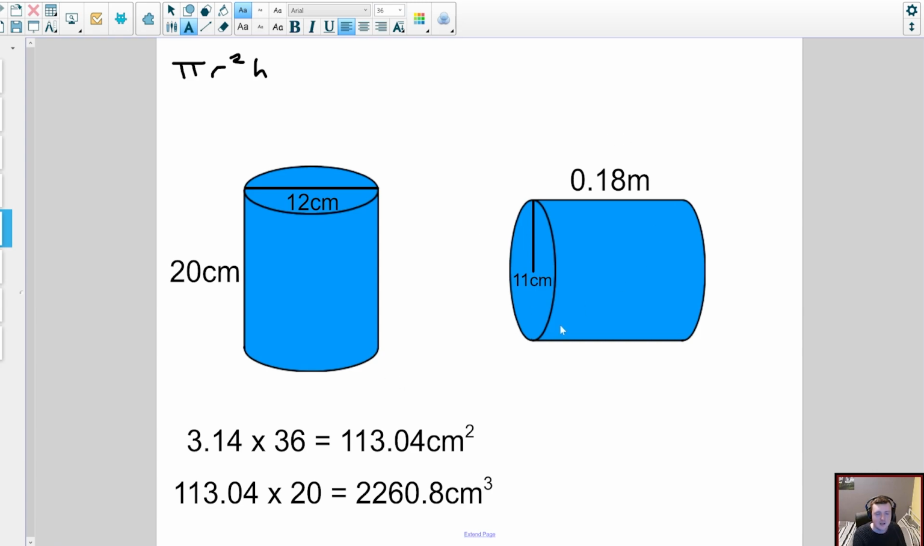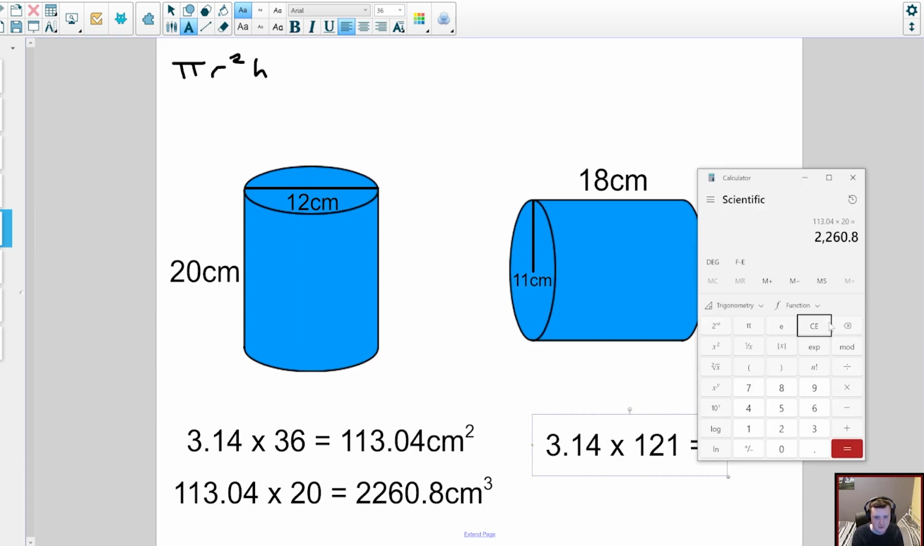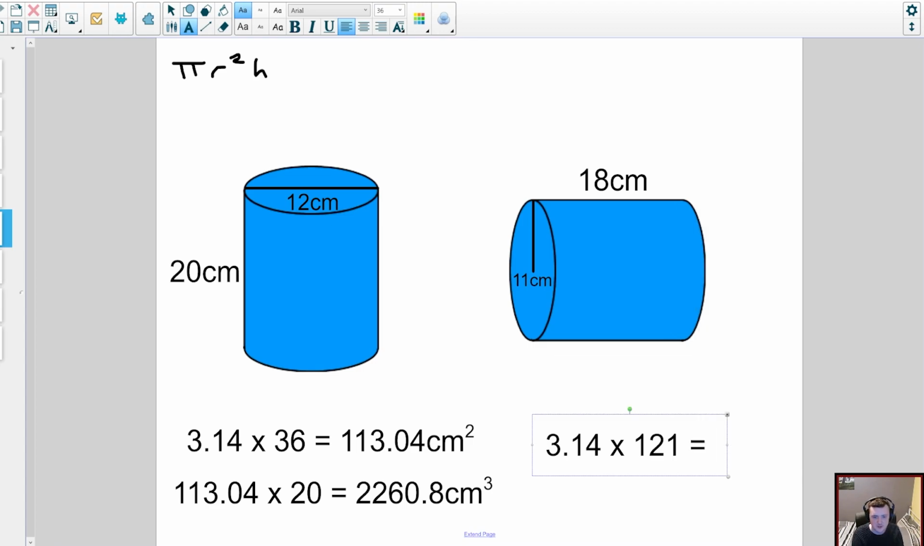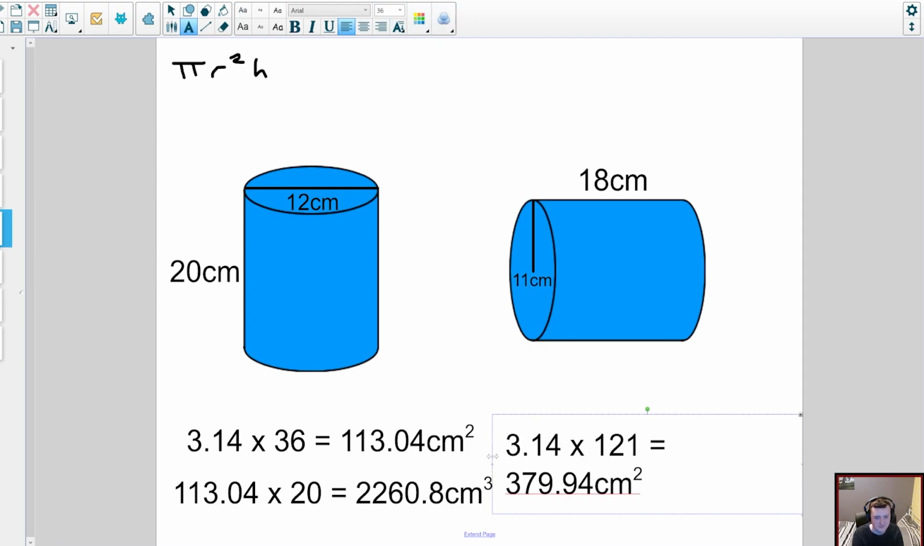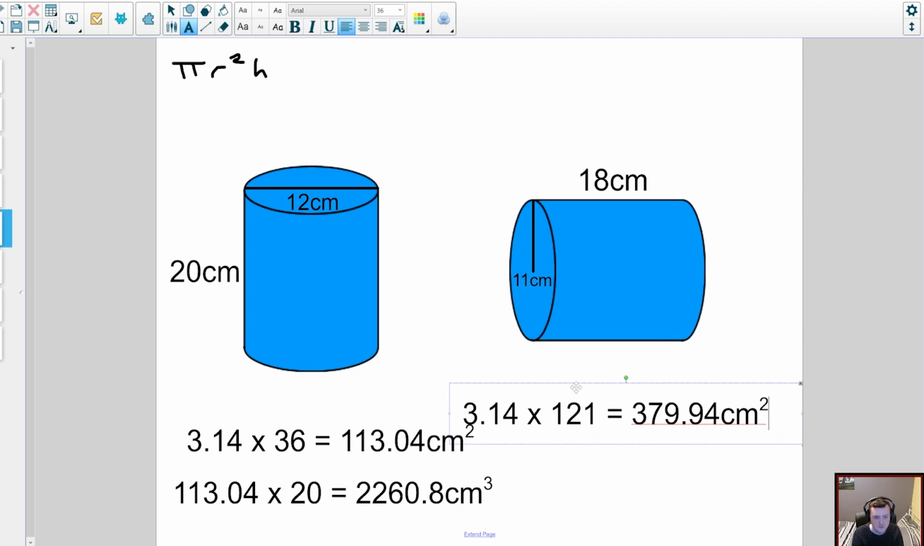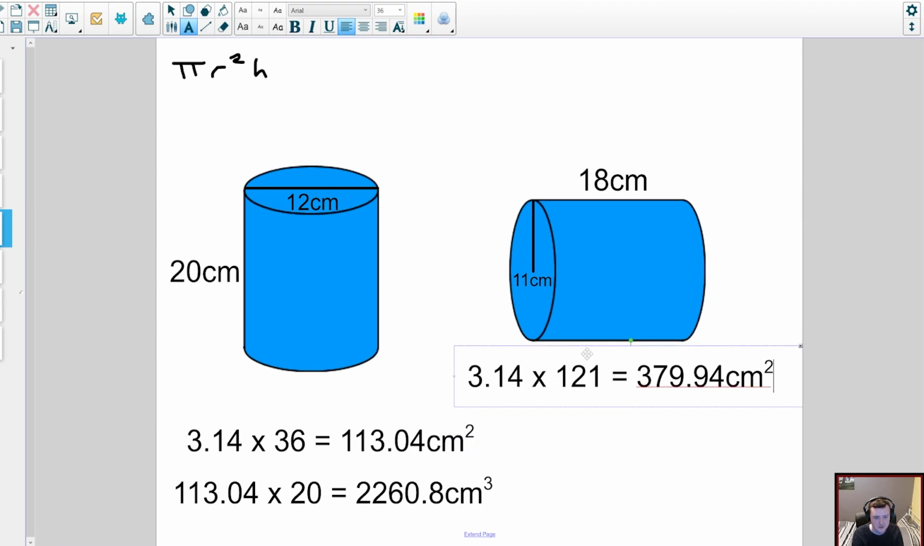Okay, here, I've been more kind. I've given you the radius, but I've made this into meters again, so it's a bit wrong. So I'm going to have to change this. If you correctly change this, it would be 18 centimeters. So what I've actually got is 3.14 times 11 squared, which is 121, which equals an answer. So 3.14 times 121 is 379.94 centimeters squared, because that's just the area of the circle. If you want to be more clear, you could write area of circle equals and move on from there.